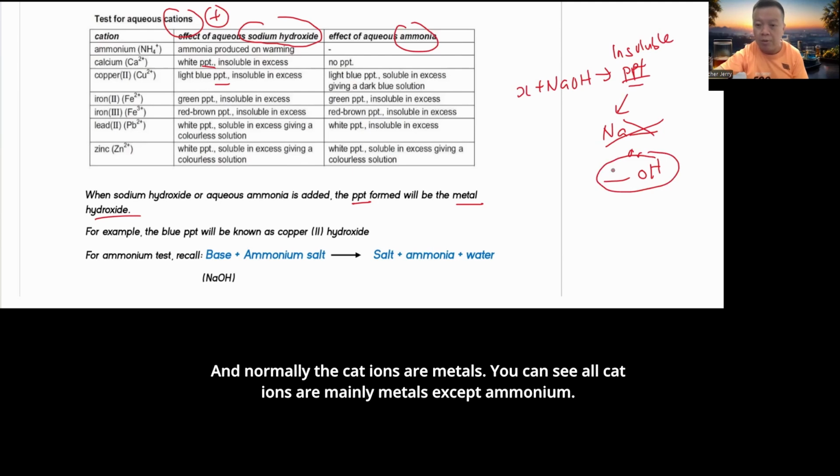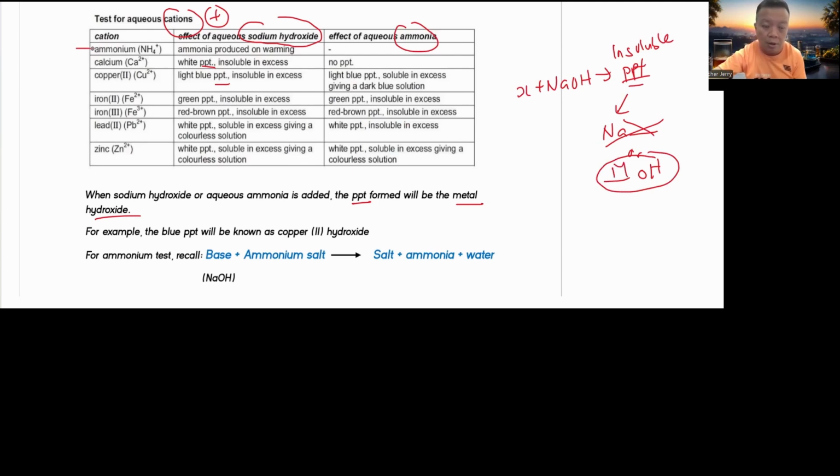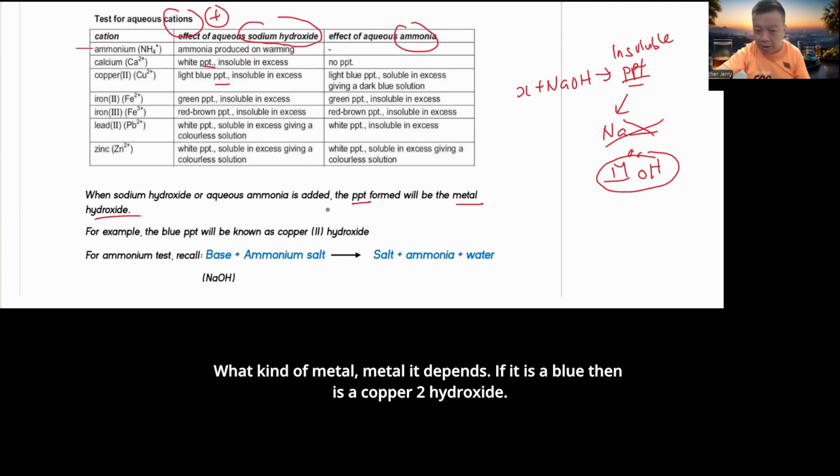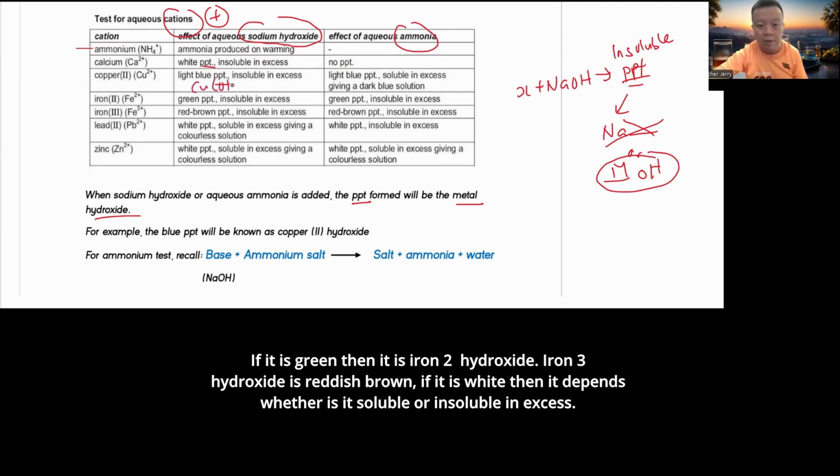And normally the cations are metals. You can see all the cations are mainly metals except ammonium, because metals like to lose electrons. That's why we say the PPT is the metal hydroxide. What kind of metal? It depends. If it's blue, then it's copper(II) hydroxide. If it's green, then it's iron(II) hydroxide, and iron(III) hydroxide for reddish brown. If it's white, then it depends whether it is soluble or insoluble in excess.